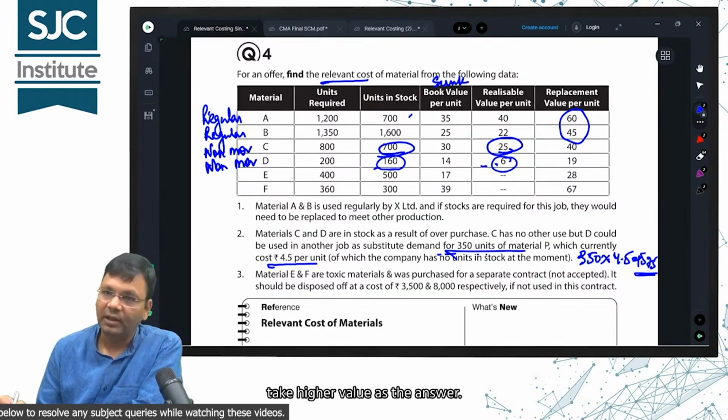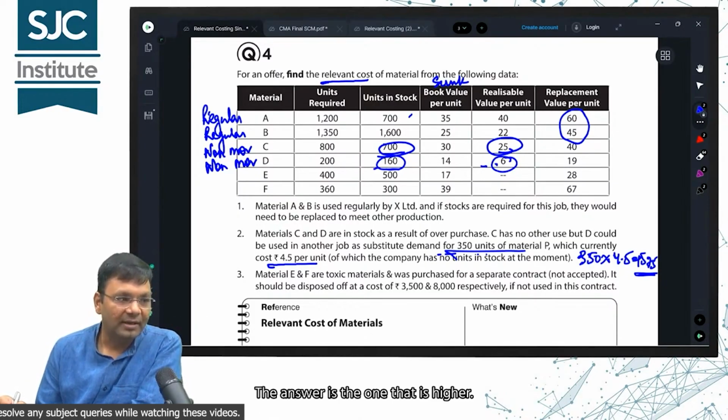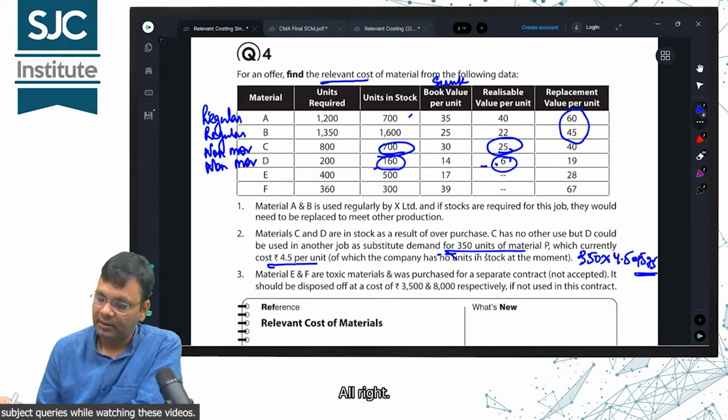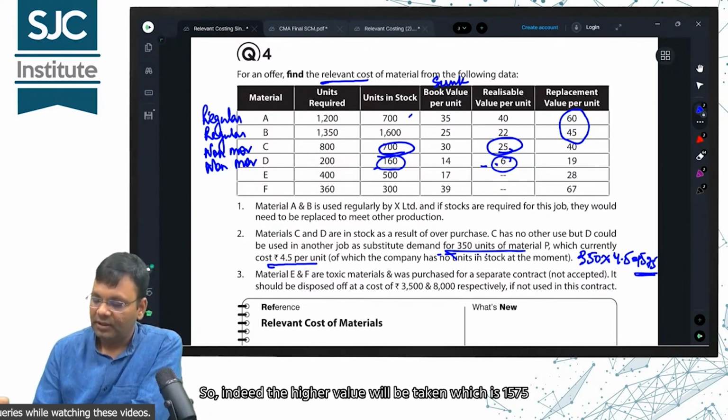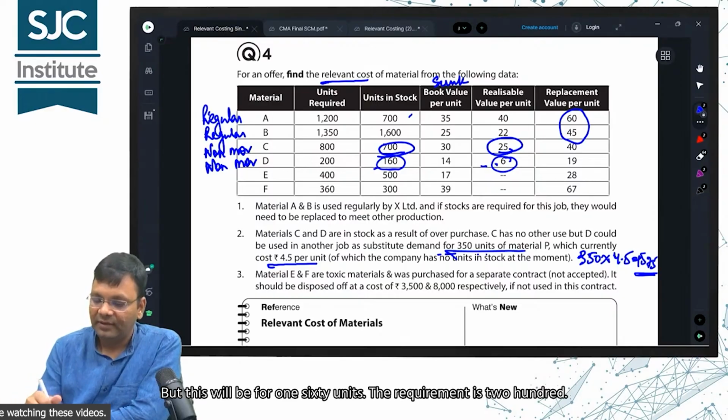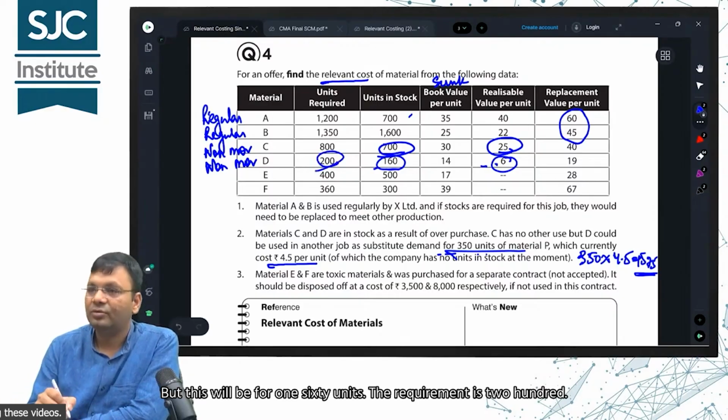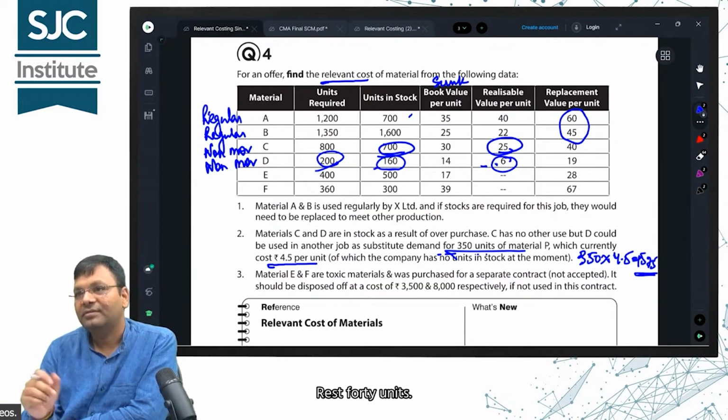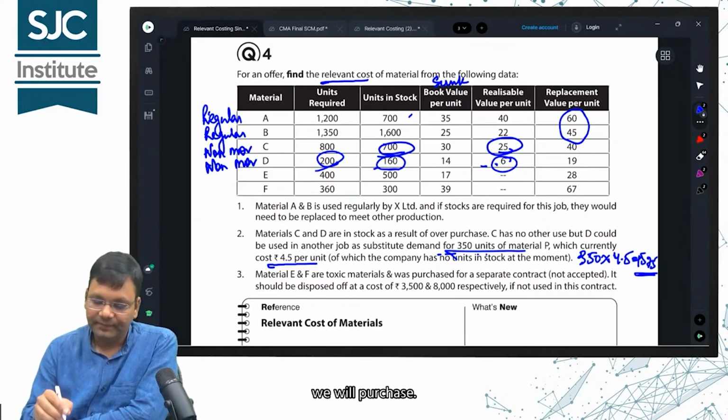Take the higher value as the answer. The answer is the one that is higher. We will take it. All right. So indeed the higher value will be taken, which is 1575. But this will be for 160 units. The requirement is 200. The remaining 40 units we will purchase.